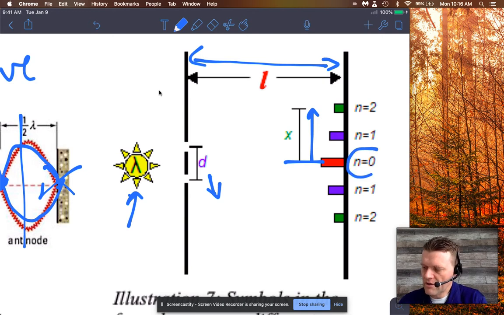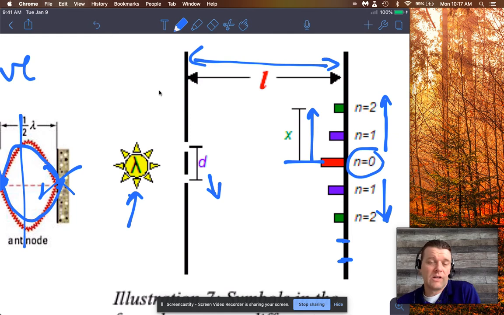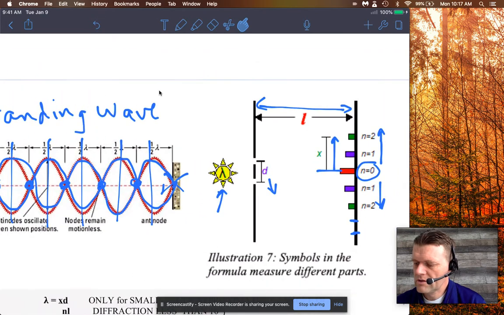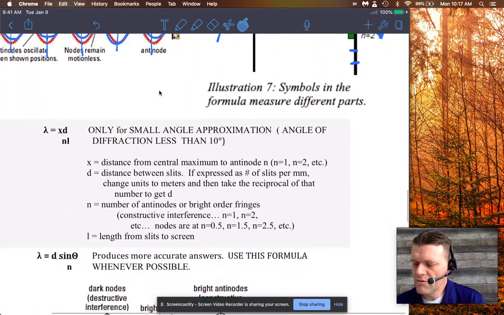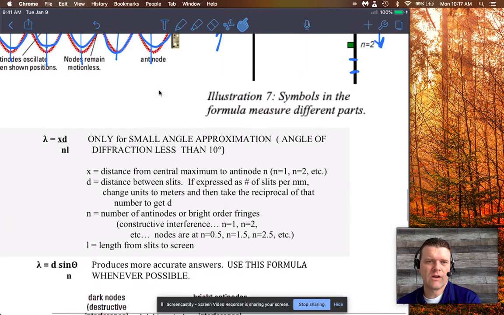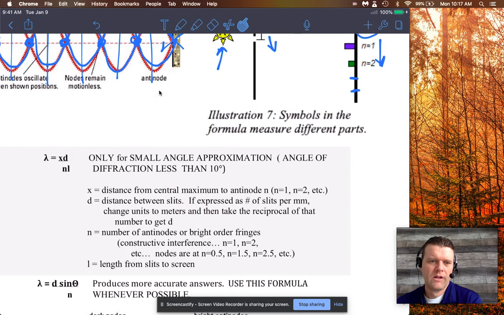So n equals 0, that's the central maximum. And then you can see n equals 1 and 2 going away from the central maximum. And that just goes almost indefinitely. Like, the next one would be 3 and 4 and so on and so on. And it is a symmetrical pattern. These antinodes would be in a symmetrical pattern. Okay, so this is the review which you'll need to get some practice on. There's just a couple of little clarifying points. So we've already talked about X, D, N, and L.